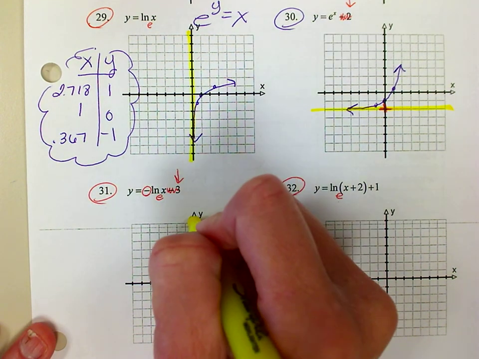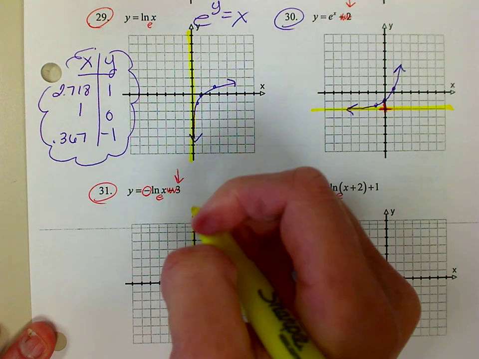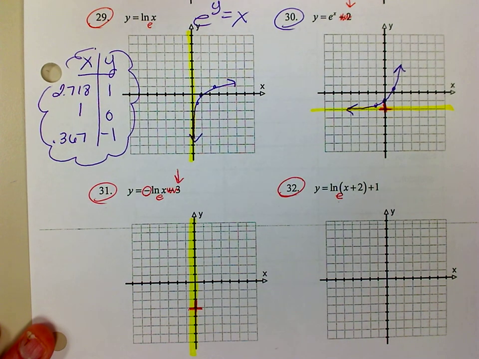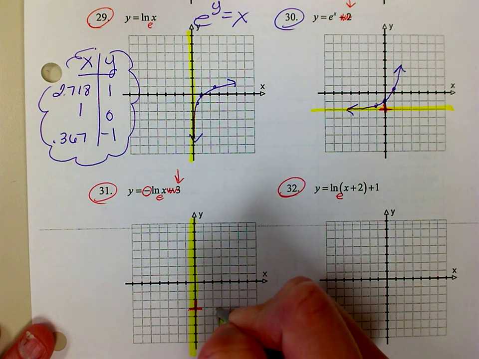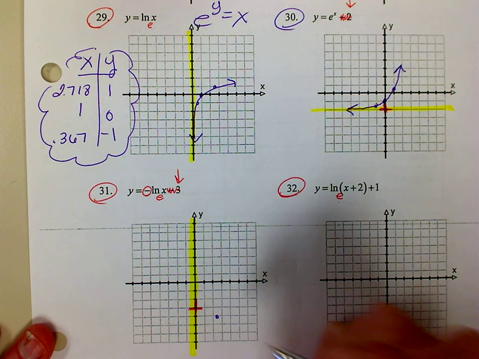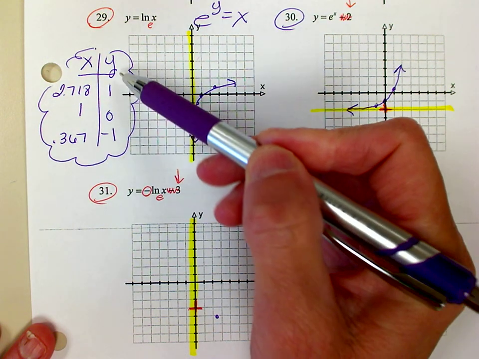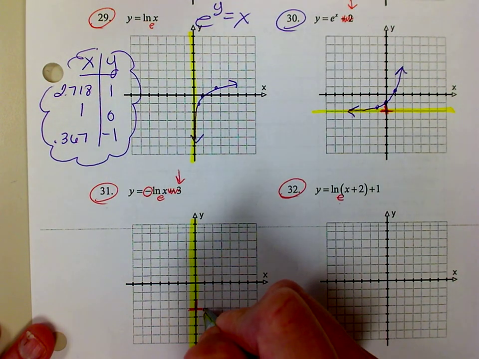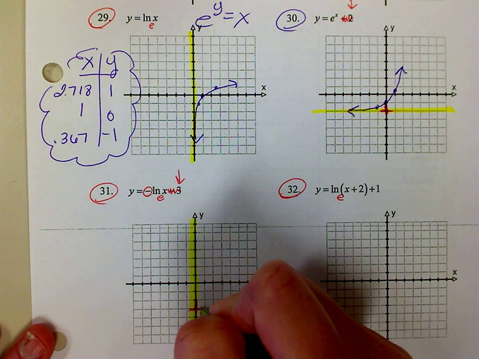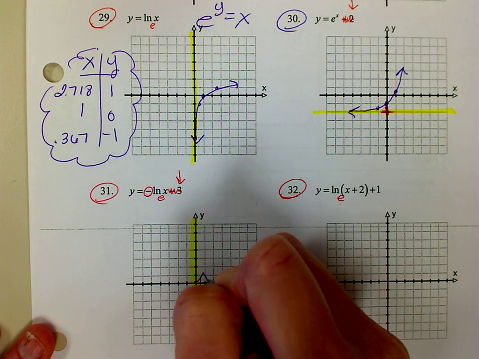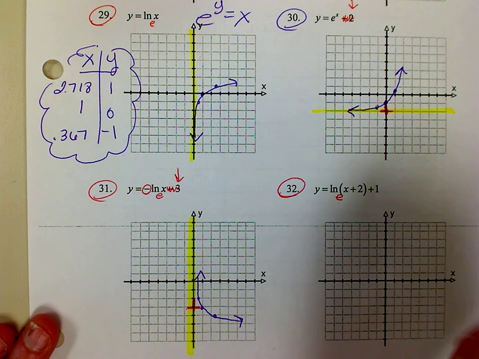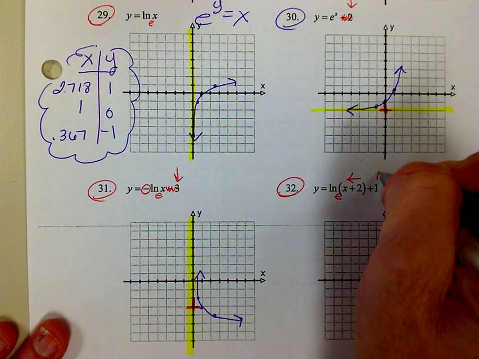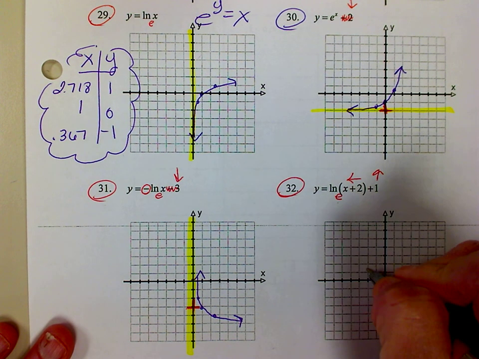Before I plot those points, I'm going to draw this in. Okay, so I'm going to go over 2.718 down 1, because remember I have to change these to their opposite, and then 10.67 up 1. So there's 31. And finally 32, I have to go to the left 2, up 1 first.